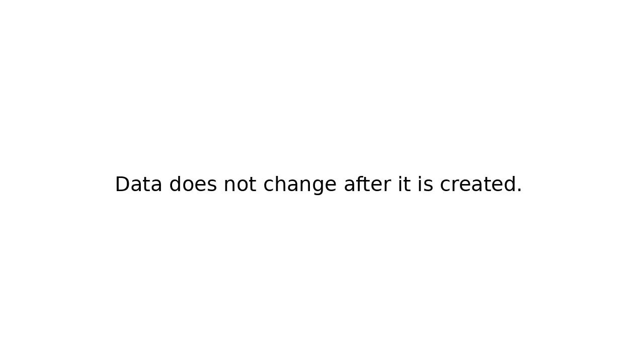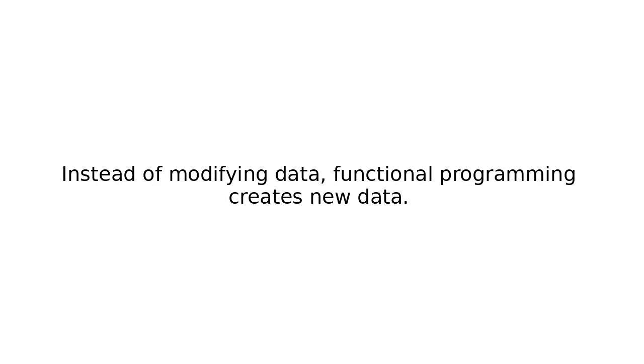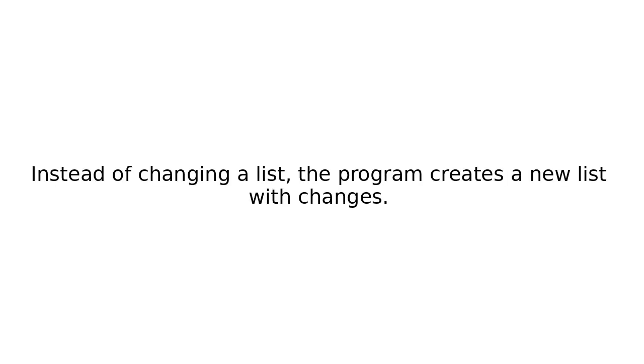Immutability. Data does not change after it is created. Instead of modifying data, functional programming creates new data. Example idea. Instead of changing a list, the program creates a new list with changes.